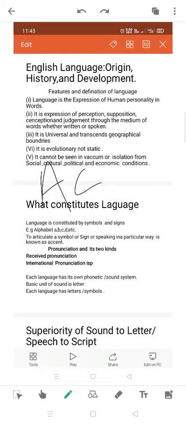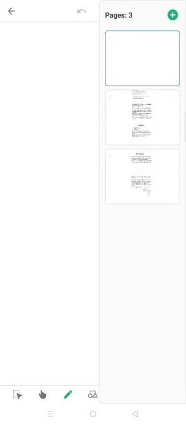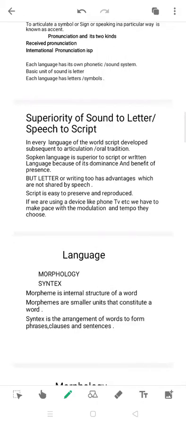So the basic unit of sound is the letter, and the letters are A, B, and Z. And these letters are also called symbols or signs. So these signs, when they come together, they form a word.